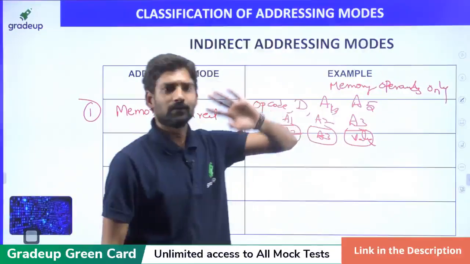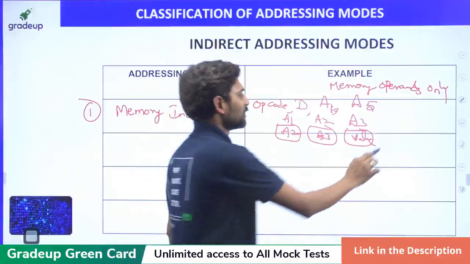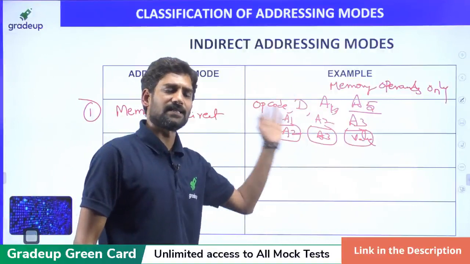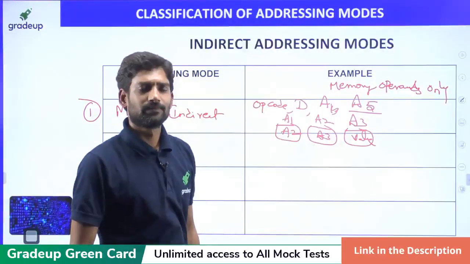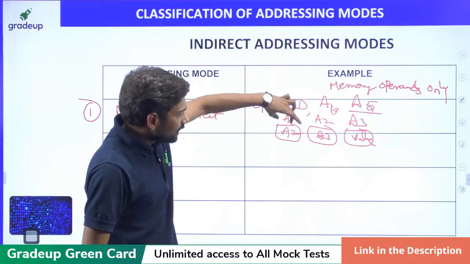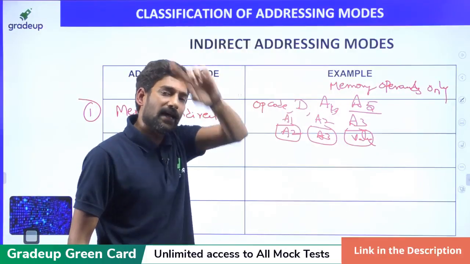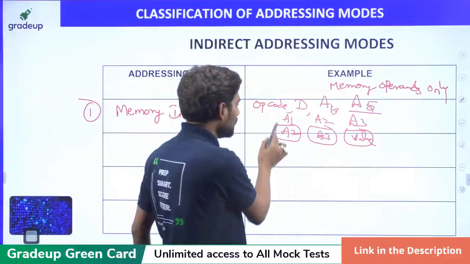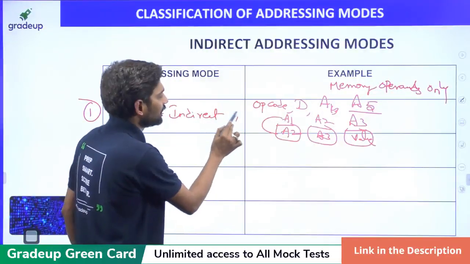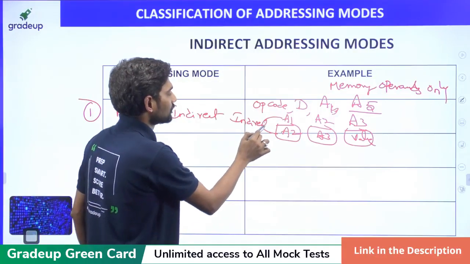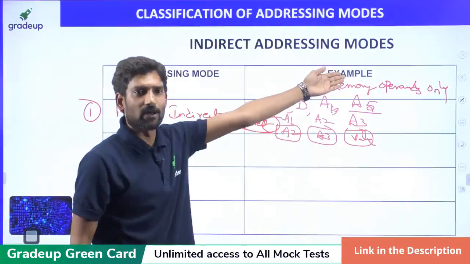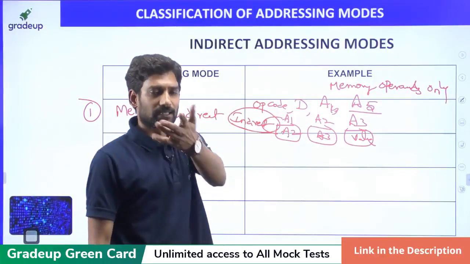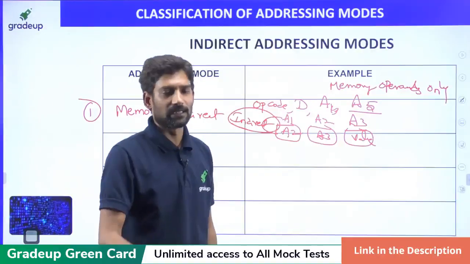Same for A5 also. Assume A5 has A6, A6 has A10, A10 has the value. So, the address which has the value is called the direct address. The address which has another address is called the indirect address. So, if an indirect address or a direct address is given in the instruction, which is given to the ALU? Indirect is given. You are not telling directly anything.